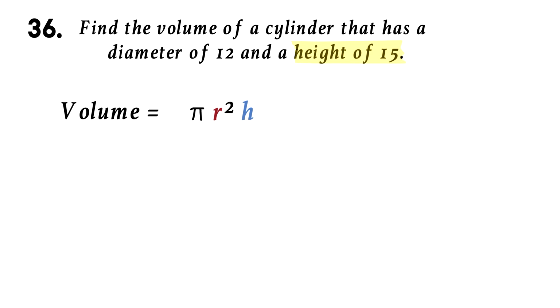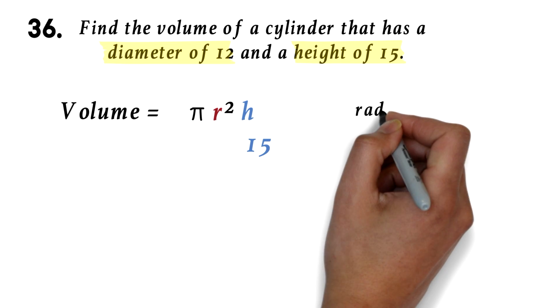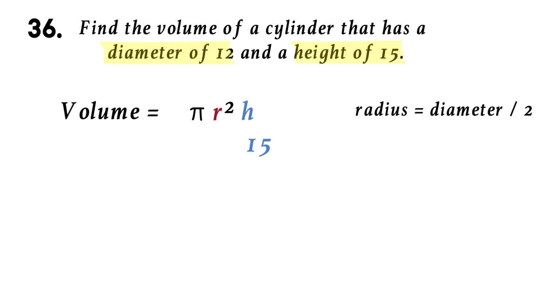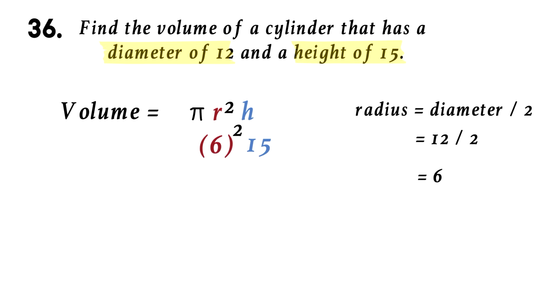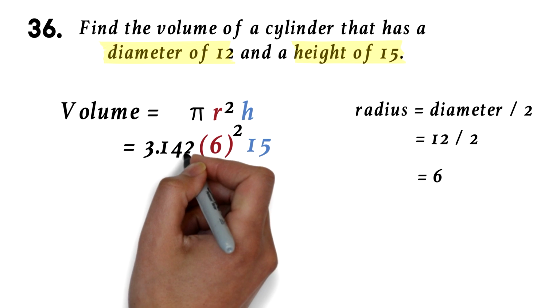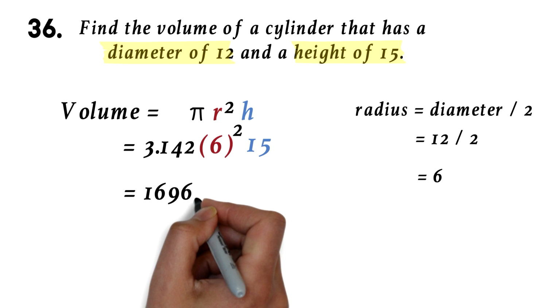Here, we have been given the height, so we put it in the formula. Next, we need the radius. We have been given the diameter. We know that the radius is diameter divided by 2. So we do that to get 6 as our radius. So we have the volume to be pi, which is 3.142, times 6 squared times 15. We input this into our calculator and get the volume of the cylinder to be 1696.7.